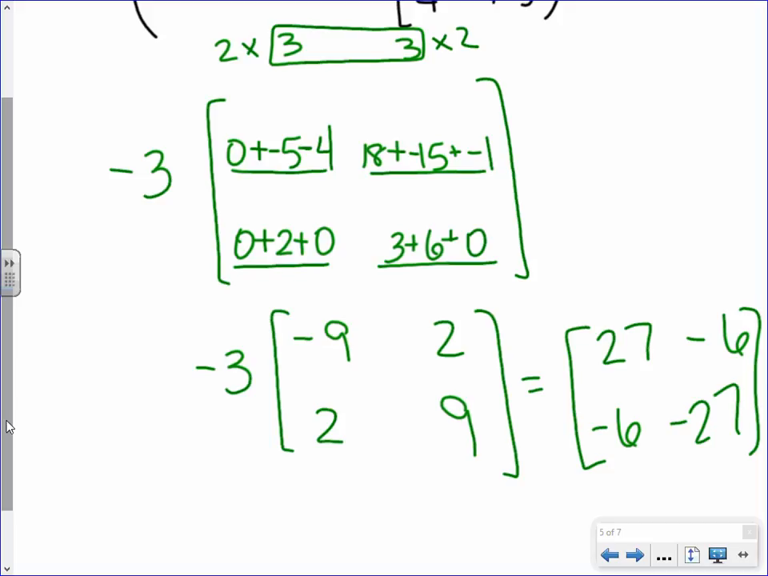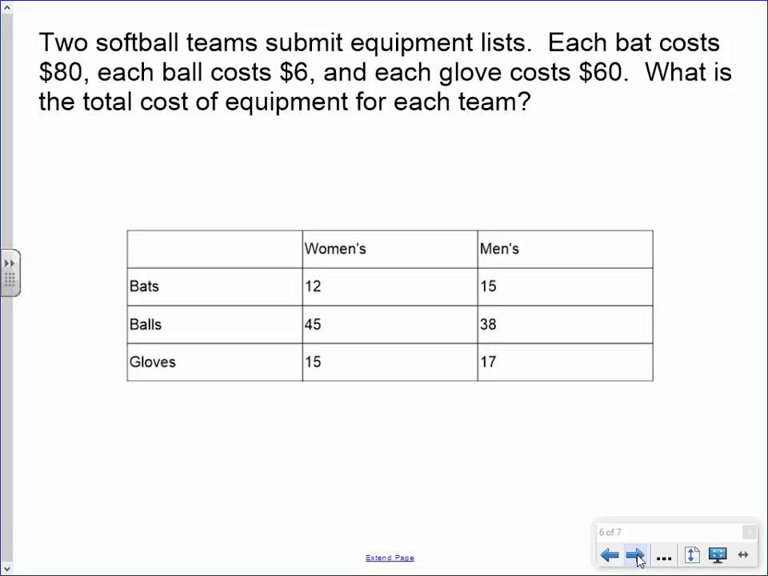Okay, I'm going to take a couple minutes and show you how we could set up more of an application problem with matrix multiplication. We have 2 softball teams and their equipment lists, and I'm telling you how much each equipment costs. To figure out the women's team, you're going to take 12 bats times how much they cost, plus 45 softballs times how much they cost, plus 15 gloves times how much they cost, and add them all together. But we're going to let the matrices do that for us.